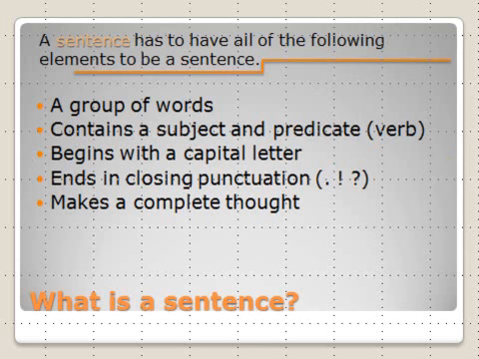If you've already seen the PowerPoint lecture, Phrases and Clauses, you know that a sentence has to have all of these following elements to be a sentence. It has to be a group of words. It has to contain a subject and a predicate. It has to begin with a capital letter. It has to end in closing punctuation. And most important, it has to make a complete thought. Yes, all of these elements have to be in place for a group of words to be called a sentence.